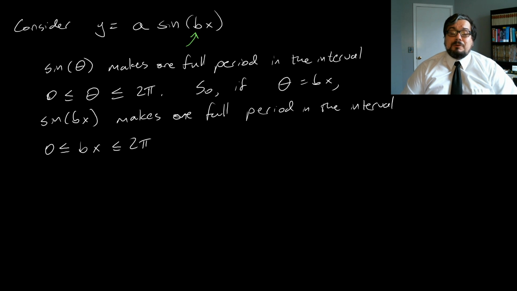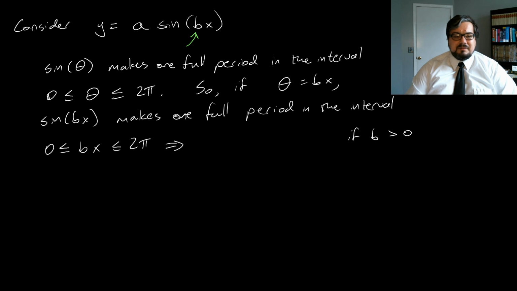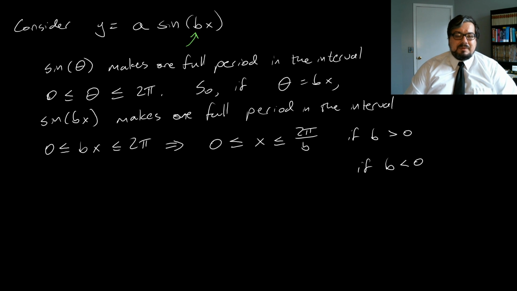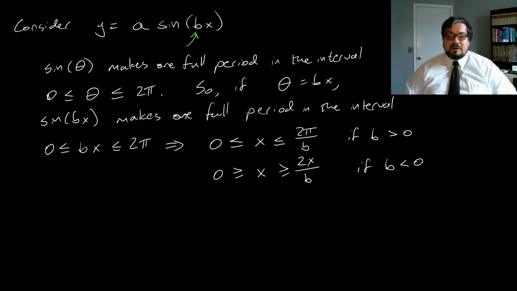Now, we would want to solve for x here to figure out what's going to happen with the function y. Here we have to be a little bit careful, depending on whether b is positive or negative. So if b is positive, then we can just divide both sides by b, and everything's fine. If b is negative, though, then dividing by b means we have to change the order of the inequalities that we work in. And in this case, 2 pi over b will be a negative number.